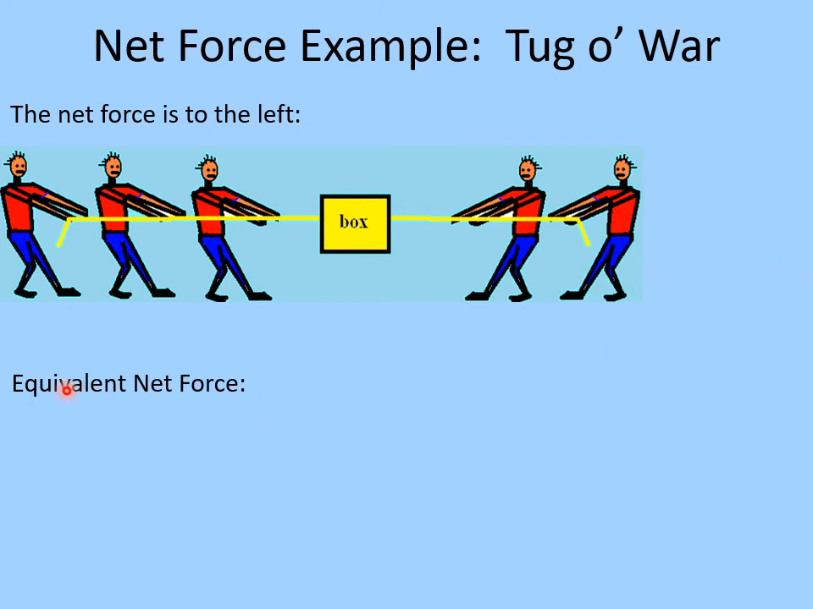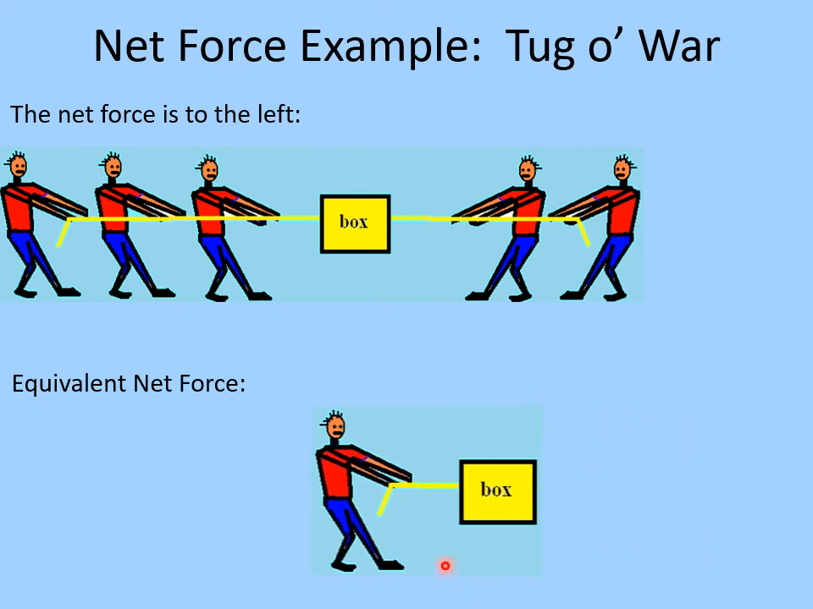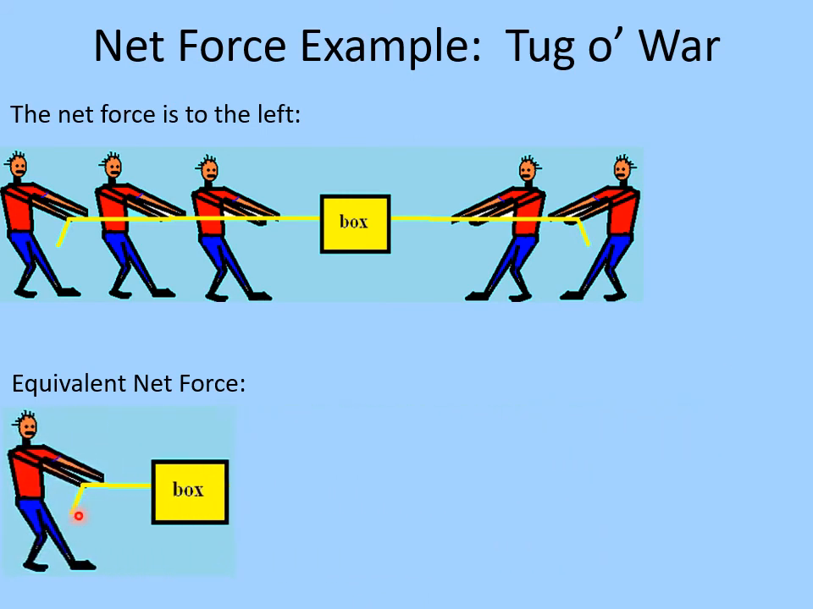The other thing we can do here is think of the equivalent net force. Remember that this guy right here cancels out this one over here. Likewise, you can think of this guy here canceling this guy's force, but this third competitor over here has no one over here to balance and cancel his force. So the equivalent net force on this box is the same as if just one person was pulling this box to the left.